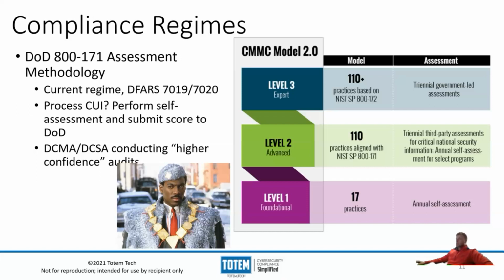A level 2 will be third-party assessments for those critical national security information. And so we don't know exactly what that means quite yet. I imagine it will be for those projects, like I was saying, that are going to be high-level weapon systems, different nuclear information, things like that. But that will be stated in your contract that you will have to have that third-party assessment before that is awarded. So you'll know beforehand. And those that are not stated will have to do an annual self-assessment for certain selected programs.